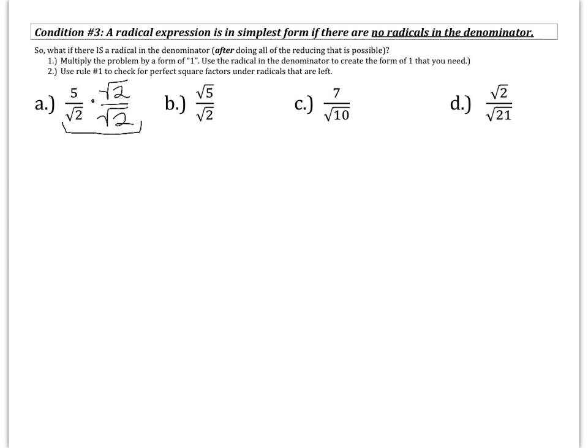So then the answer here, I multiply the tops. 5 times the square root of 2 is 5 square root of 2. The bottom, the square root of 2 times the square root of 2, is just 2. And now what I have is just a different form of this number.